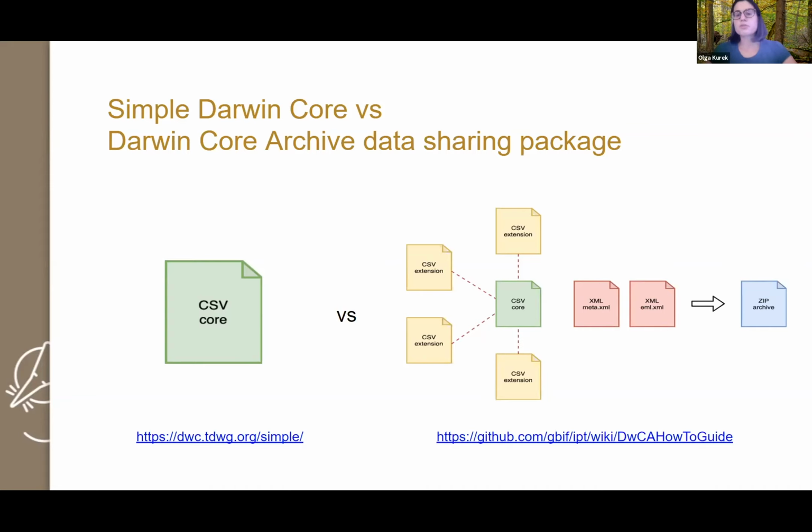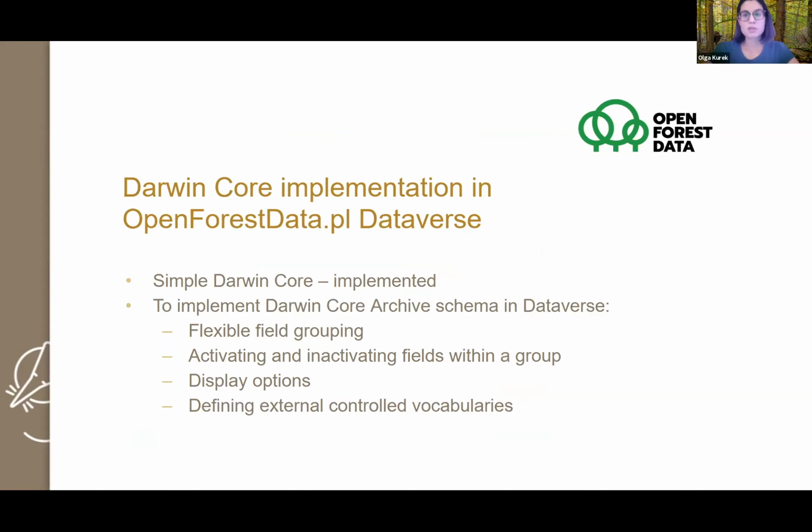A Darwin Core archive also consists of an XML file that describes the structure of this data package, as well as an EML file which consists of metadata of this data package, things like contacts or people responsible for the dataset. So what have we done?